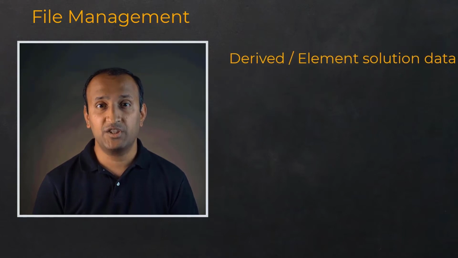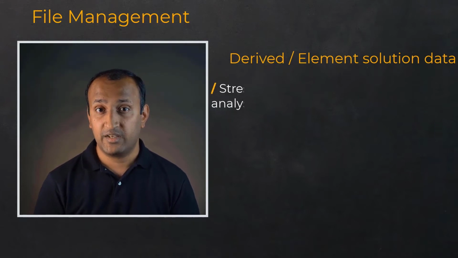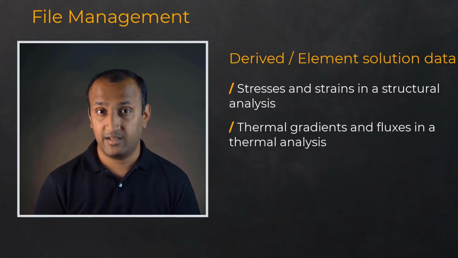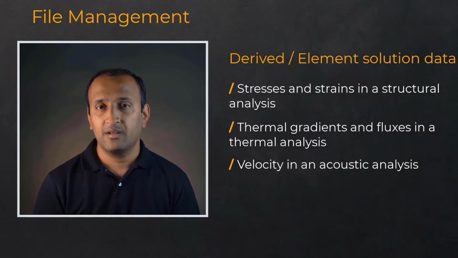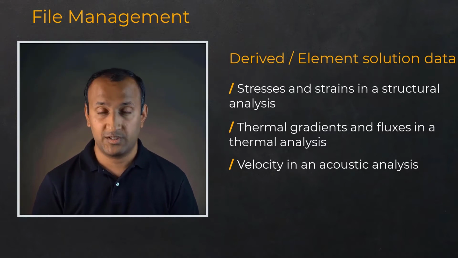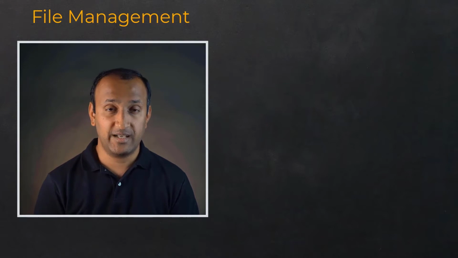Derived results are the additional output that are derived from the degrees of freedom solution. Such derived result data includes quantities such as stresses and strains in a structural analysis, thermal gradients and fluxes in a thermal analysis, velocity in an acoustic analysis. They are typically calculated at each element's integration point rather than at the nodes. Once the derived results are calculated at the element integration points, they may be extrapolated or copied to the nodes for visualization or reporting purposes, as we don't visualize the integration points directly in POST1.